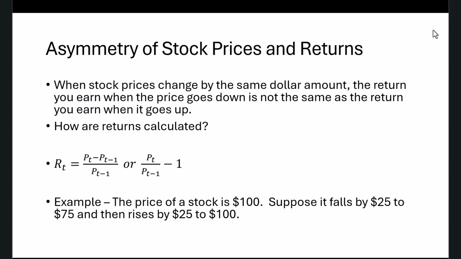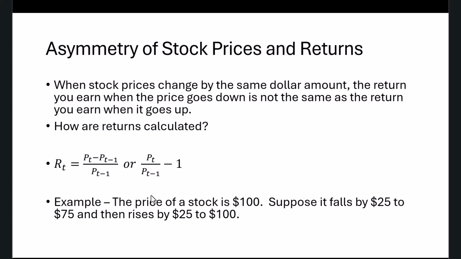So how are returns calculated? Well, returns are calculated as the price in the current period minus the price in the previous period divided by the price in the previous period. Or you can take the price in the current period, divide it by the price in the previous period, and subtract 1. So you're going to have a different number in the denominator depending on whether it went up or down. What was the number in the previous period? And that's going to affect the return calculation.